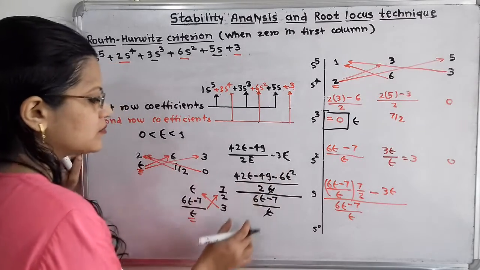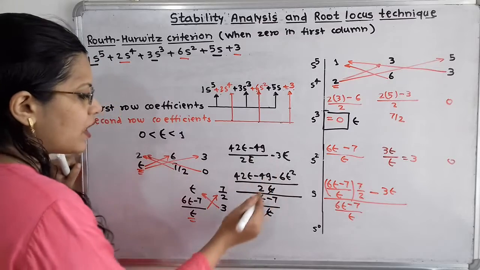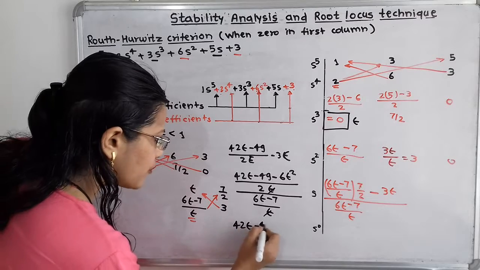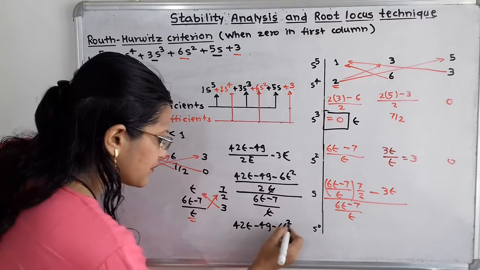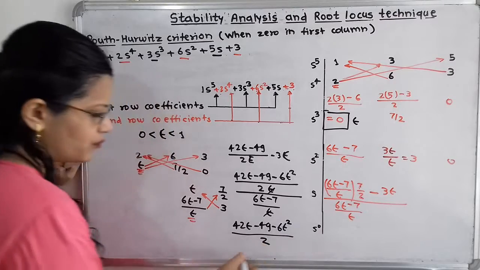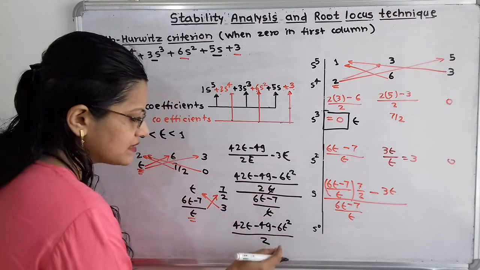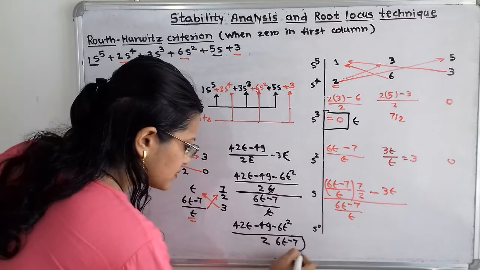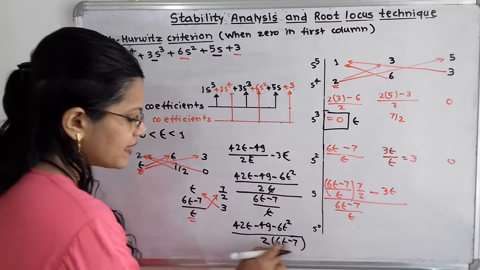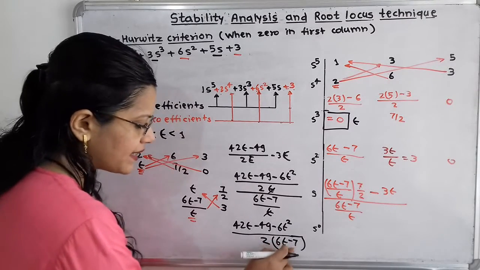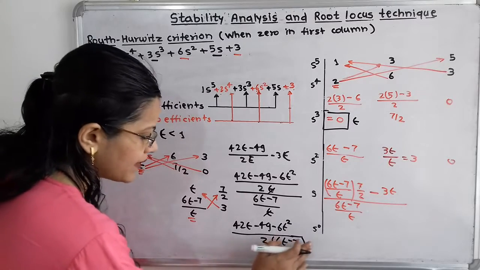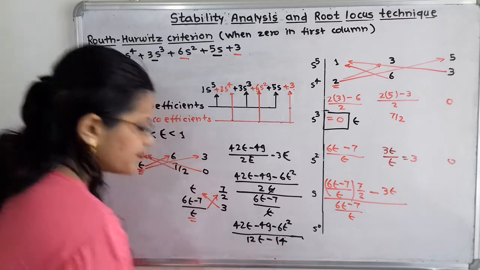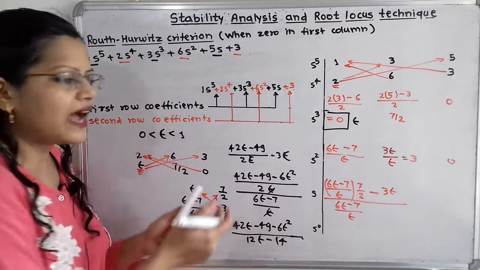Now I will again simplify this. So I will take here 42 epsilon minus 49 minus 6 epsilon square divided by 2, and this epsilon is getting cancelled. Now in the denominator it becomes 6 epsilon minus 7. If I multiply with these 2 inside the bracket, then I have to write 12 epsilon minus 14. So I will write here directly, that is 12 epsilon minus 14. So this is the simplified form and we have to write.